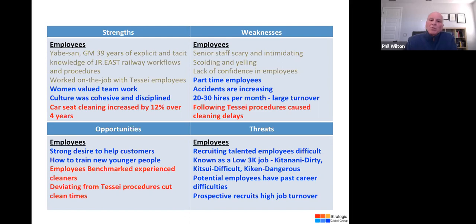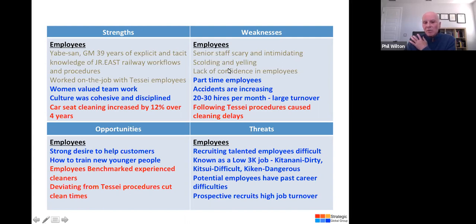So when we came towards the end of the case study, we saw that the car cleaning times increased by 12% over a 4-year period. It just goes to show you, when you start putting attributes into one area, you don't know what the result is going to be until you've collected all the data and you see it collectively in this form of a SWOT.